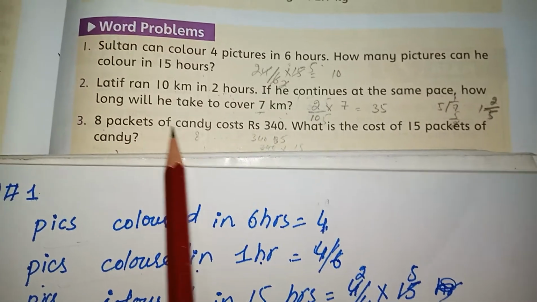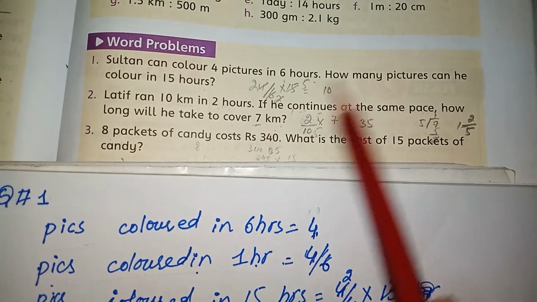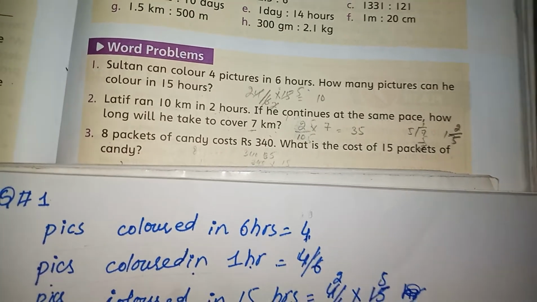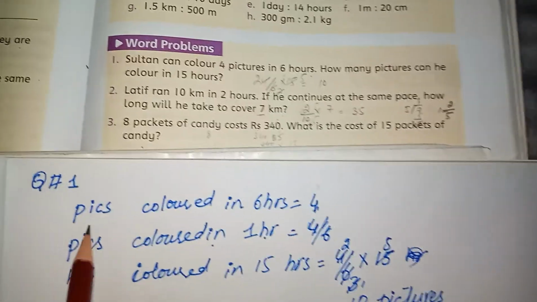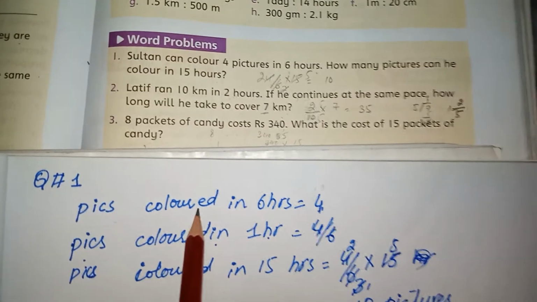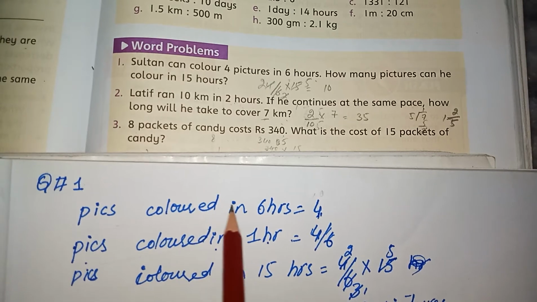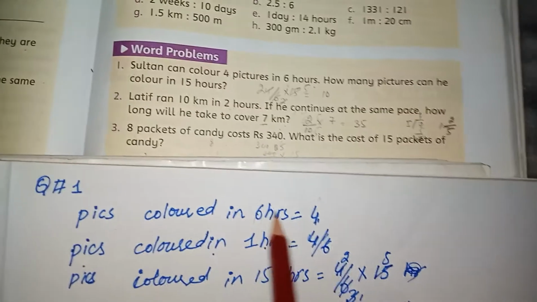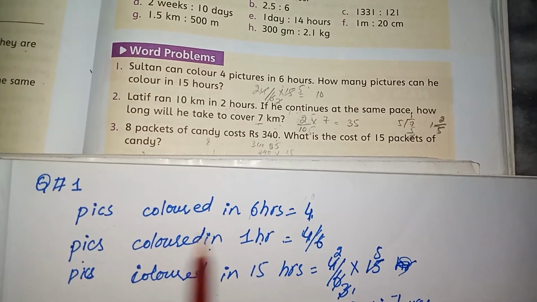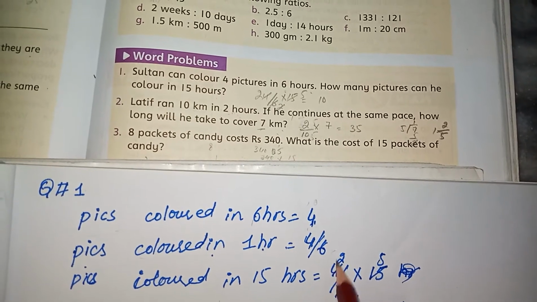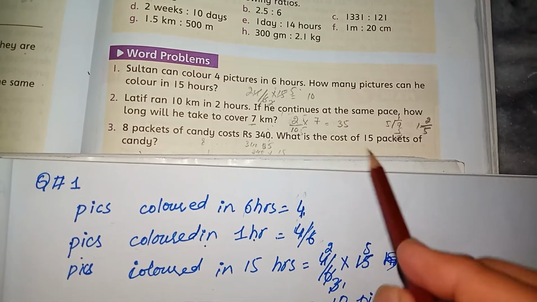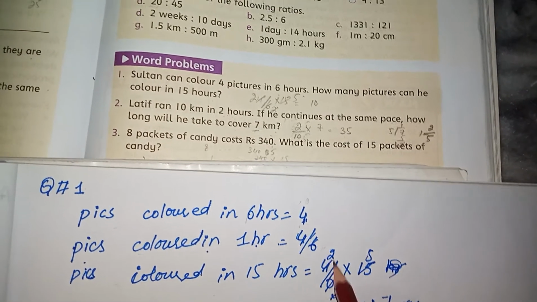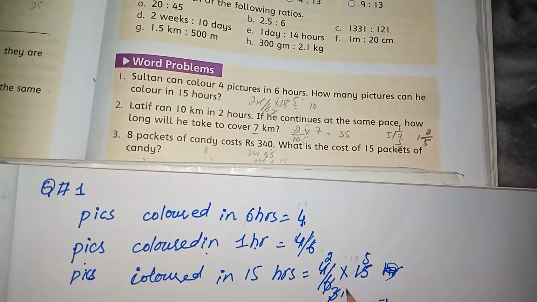Now come to question number 3. 8 packets of candy cost rupees 340. Cost of 8 packets, rupees 340. You can write it as cost of 8 packets rupees 340. Cost of 1 packet, 340 divided by 8. Then cost of 15 packets, 340 divided by 8 multiplied by 15.